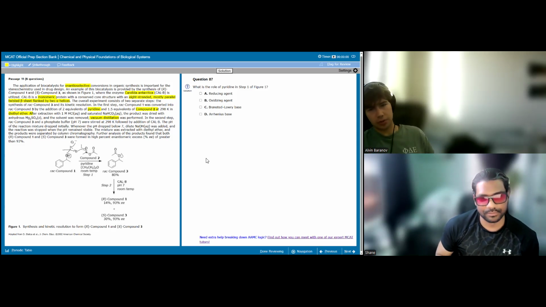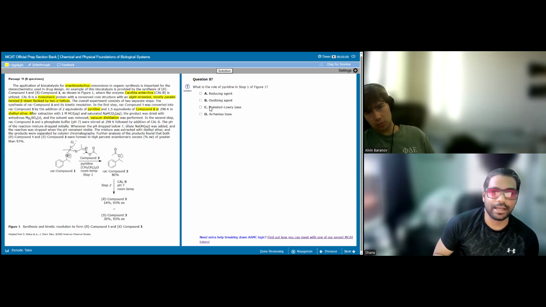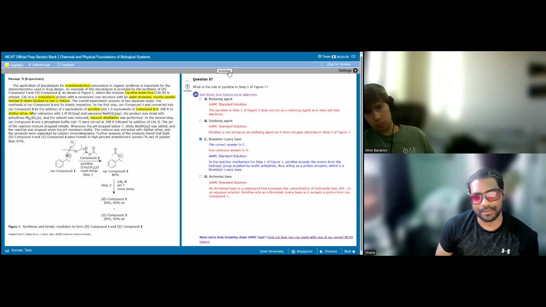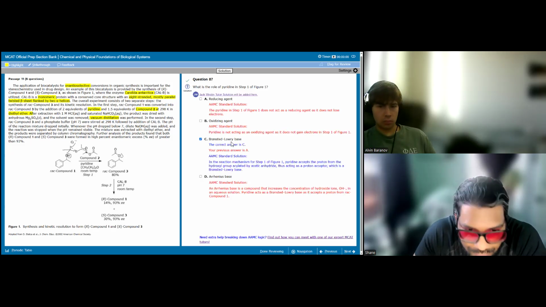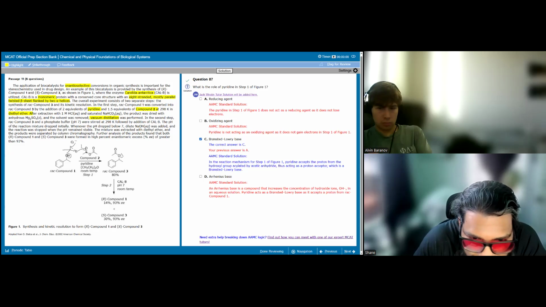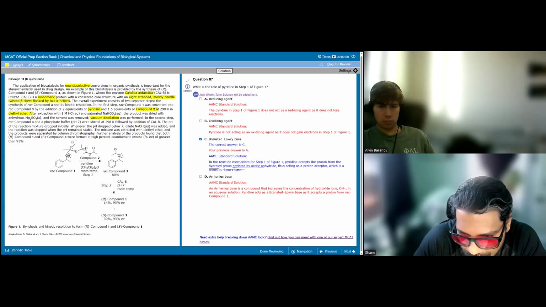Oh, interesting. If they had a choice that's a Lewis base, I probably would have chosen that, because I was thinking, from the hydroxyl group, there we go. That reacts with the acetic anhydride, thus acting as a proton acceptor.